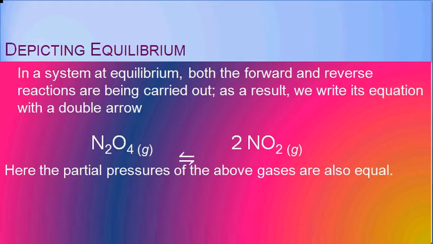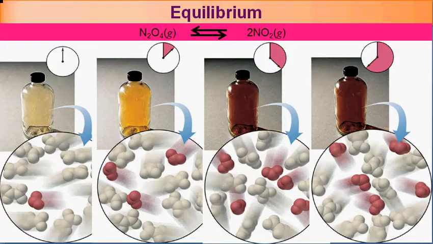Well, the next topic is depicting the equilibrium. In a system at equilibrium, both the forward and reverse reactions are being carried out. As a result, we write the equation with a double arrow. Let's see, N2O4 is there, which is in gaseous phase, so it is the reactant here, and it will form NO2. Here the partial pressures of the above gases are equal. Let's see with the help of this figure.